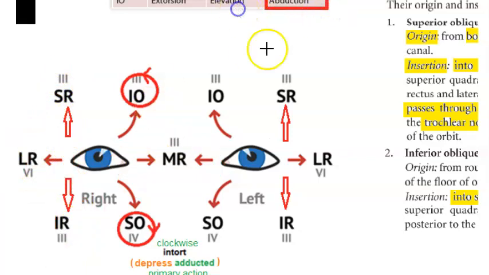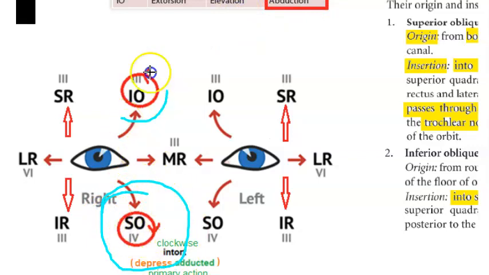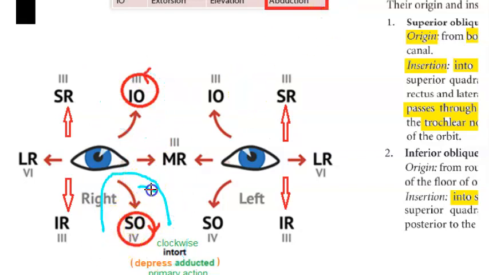The only different thing here is superior oblique is down here and inferior oblique is up here. This one is different. Superior is down here. So this is going to intort, right? Like this, intort, superior oblique.